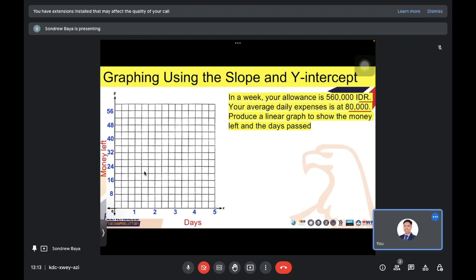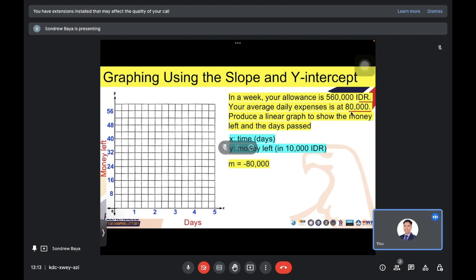Okay. First, we identify the x and the y. Obviously, x is time in days, y is money left. But since it's about 560,000 and 80,000, let's make it in 10,000 Indonesian rupiah. Now, let's first find the slope. The slope here, if you try to look at it, is your average daily expense, which is 80,000.